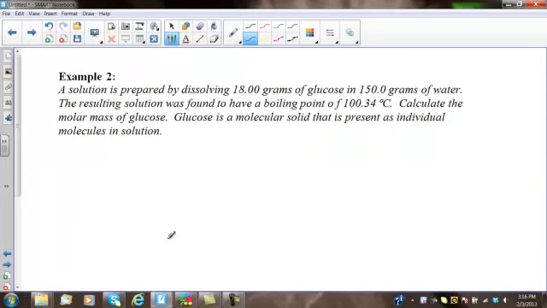Okay, next problem. A solution is prepared by dissolving 18 grams of glucose in 150 grams of water. The resulting solution was found to have a boiling point of 100.34. Calculate the molar mass of the glucose. Glucose is a molecular solid that is present as individual molecules in solution. This last sentence is giving you a hint that it's covalently bonded, therefore the Van Hoff factor would be equal to 1.